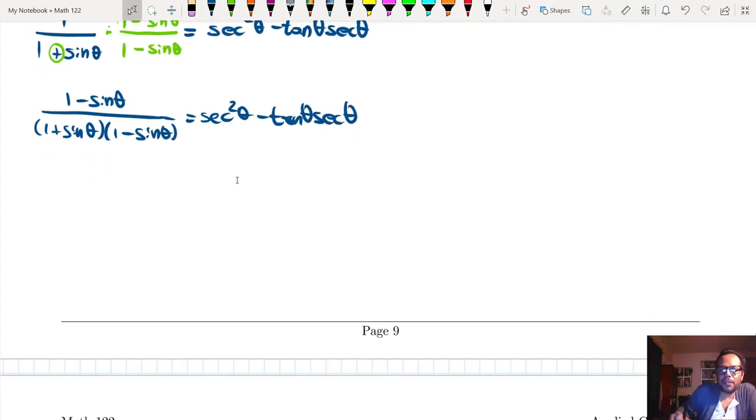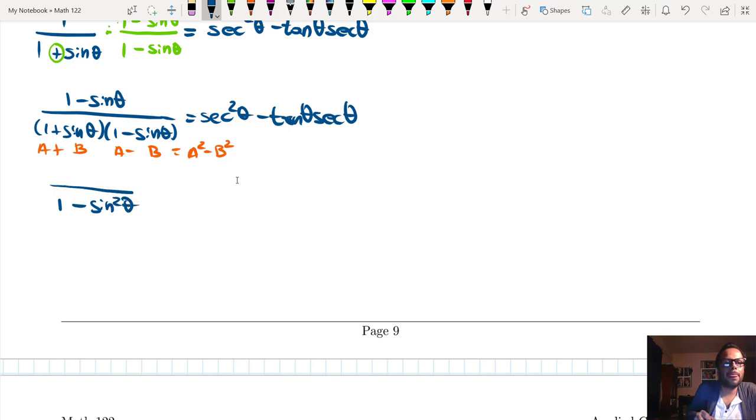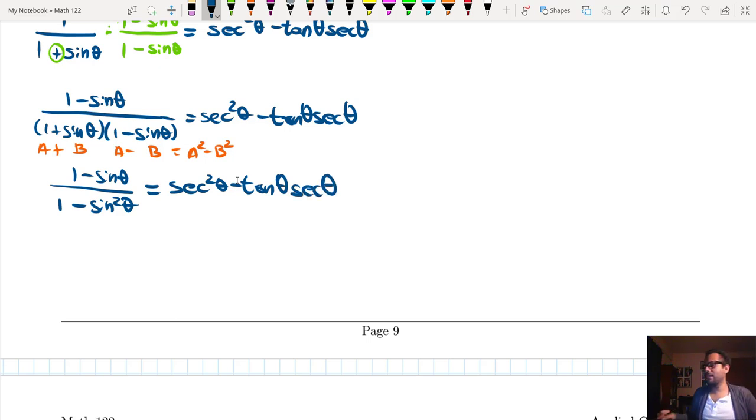Now, observe the pattern here, a plus b, a minus b. Isn't that the factored form of a difference of squares? That is the same as saying a squared minus b squared, right? So I'm going to square the number 1. That will be 1 squared, which is just 1, minus sine times sine, that's sine squared. The right hand side remains the same.